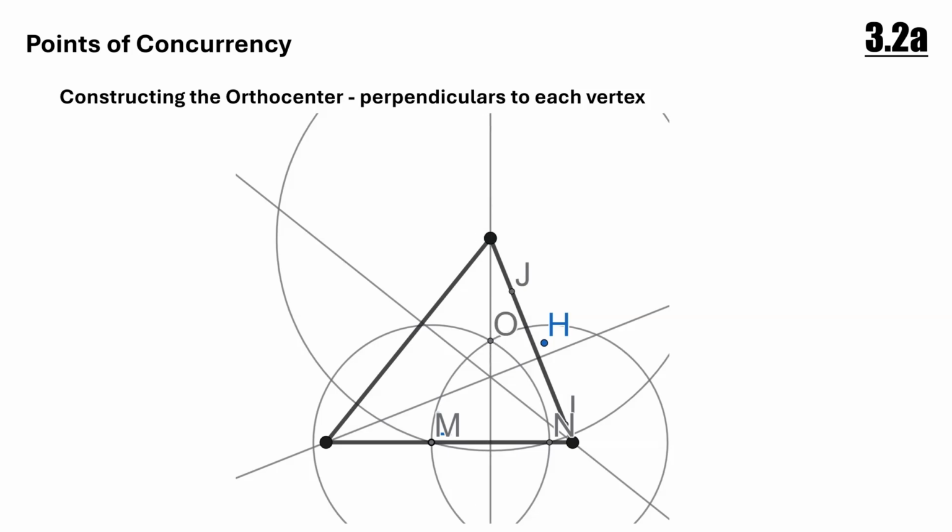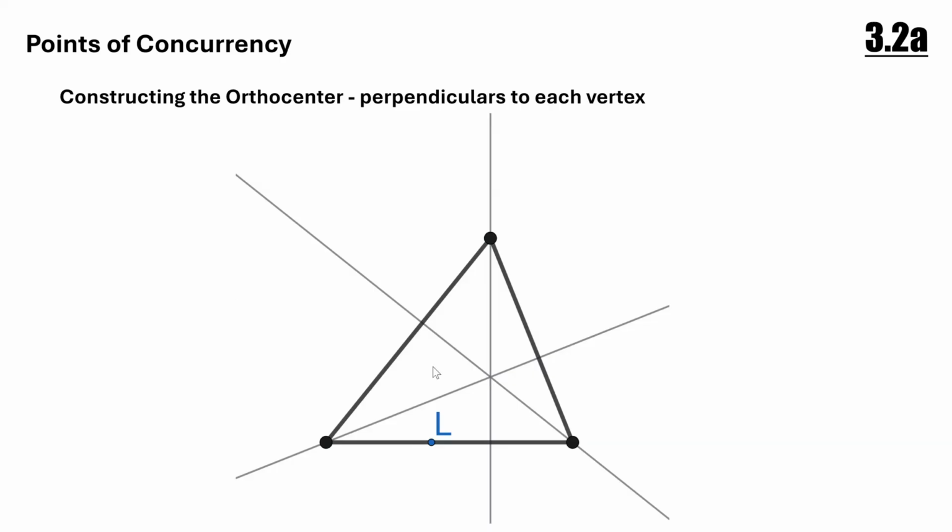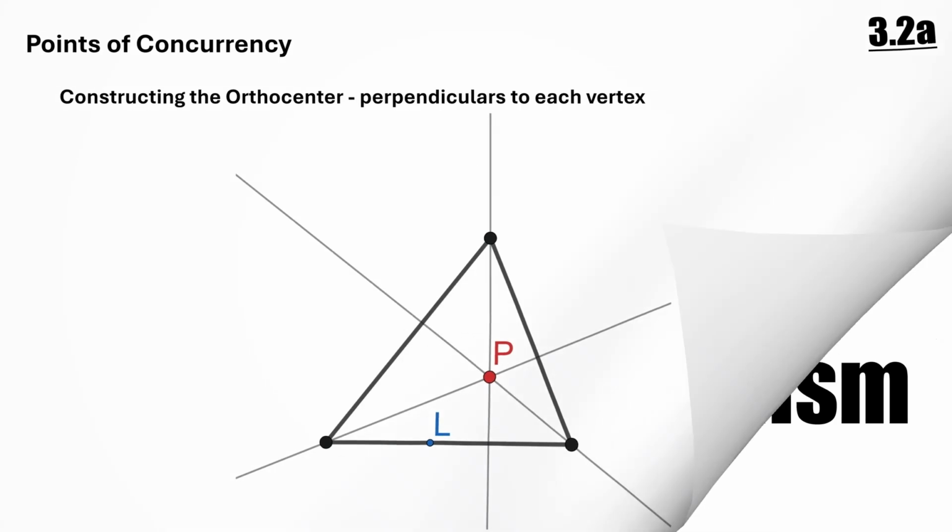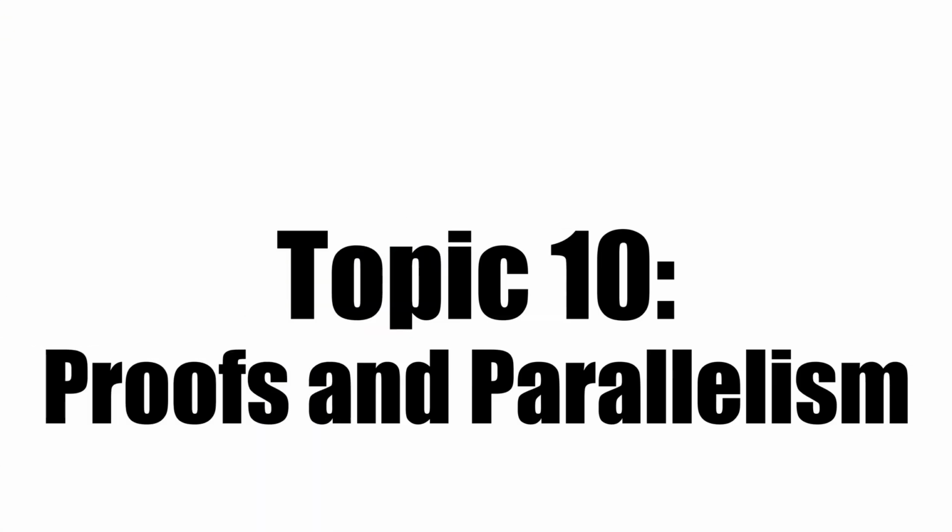After all of the altitudes have been constructed, plot a point where all the altitudes intersect. The next topic will cover proofs and properties of parallel lines. This lesson will be about postulates.